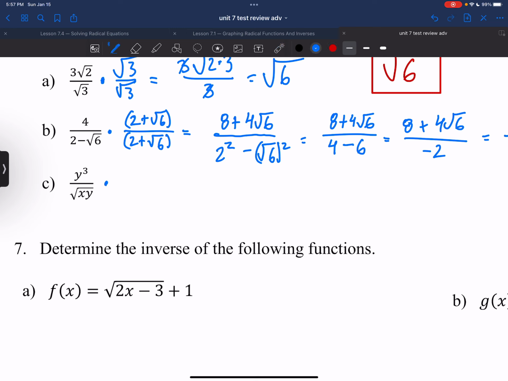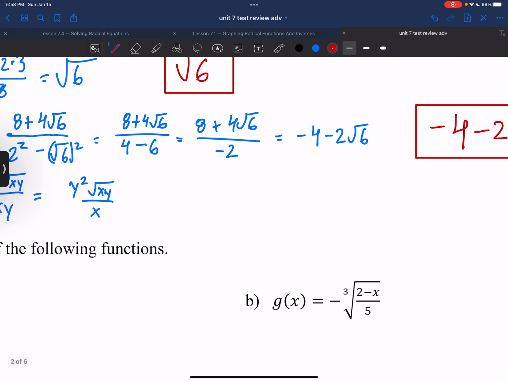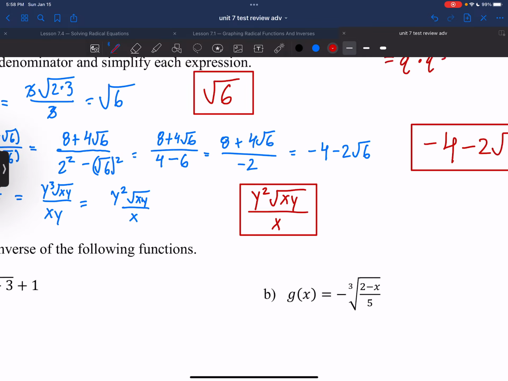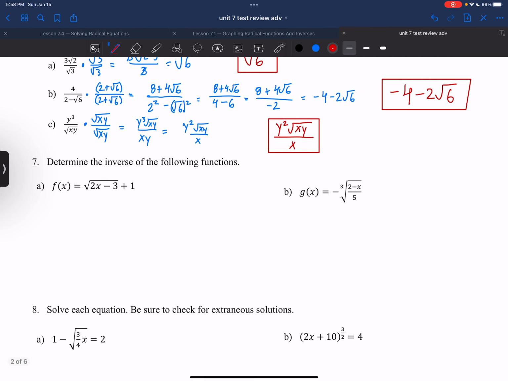All right, next one. Oh, easy. Just multiply by the denominator on top and bottom. So this becomes y cubed root xy over xy. Of course, one of those y's is going to cancel, giving me y squared root xy over x. And that's it. I can't really go any further than that. Y squared root xy over x. That's fully simplified.